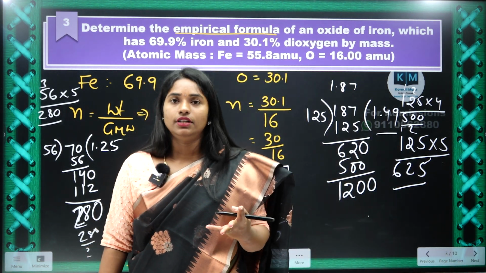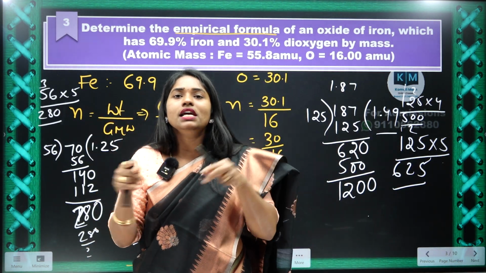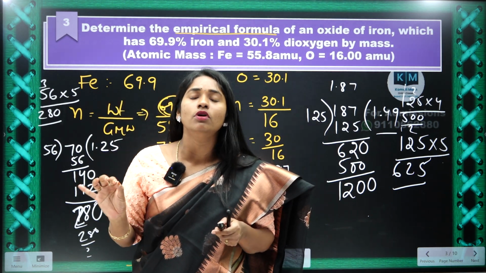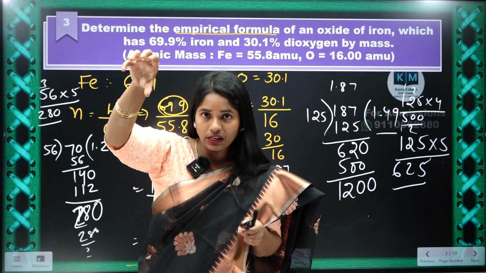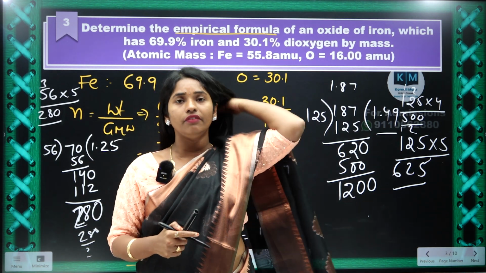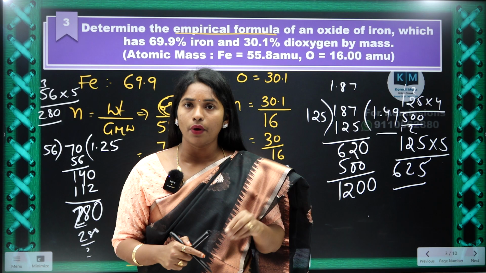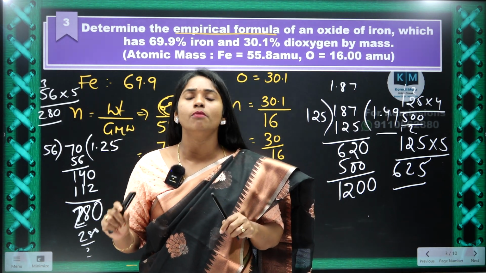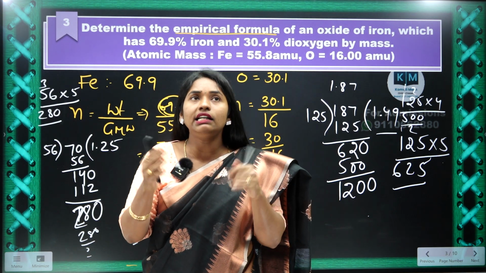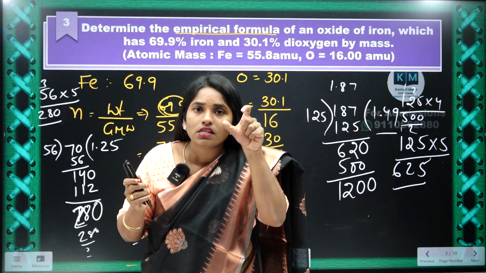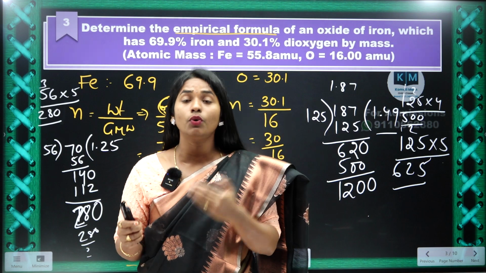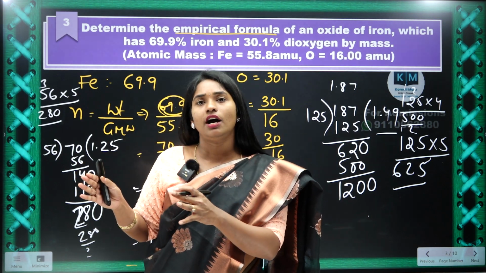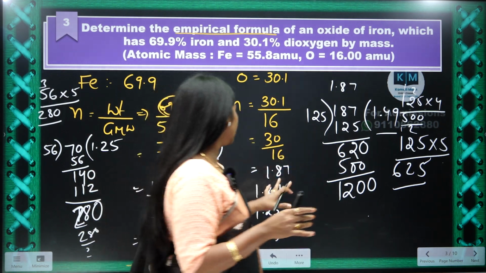How to solve further? Do you understand? The summary is, first you should calculate the number of moles. How to find the number of moles? You have to take the weight given in the question, then divide by its gram molecular weight. You will get the number of moles. Once you get the number of moles, see the lowest number and divide both by it. Once you get that value, you should multiply with a suitable integer. Then only you can get the simple number.